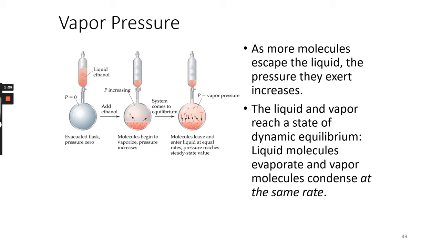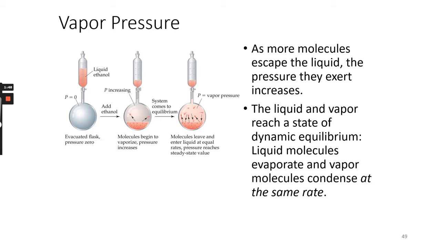Okay, and then here, as you wait until it comes to equilibrium, you will see that you have what's called equilibrium vapor pressure. Some of the particles are jumping into the gas phase, which is shown here, and some of the gas particles are going back into the liquid. Okay, so this is your equilibrium vapor pressure.